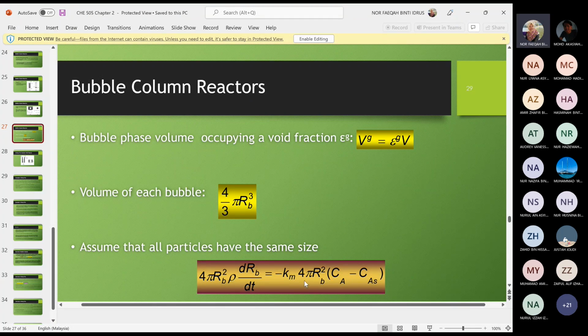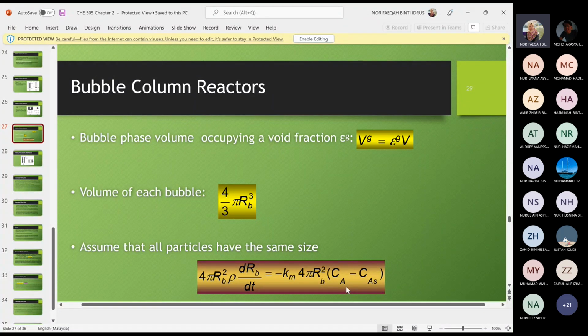So this is the equation. We can simplify it. So Ca here, the concentration at the bulk fluid minus the concentration at the surface area. So when you look at this and relate it, there is also an integration that we need to integrate based on the size of the bubbles. So from this equation, this single equation is already quite complicated.